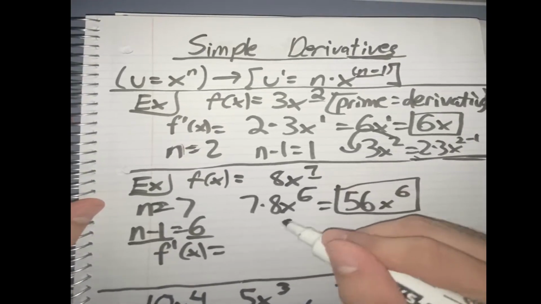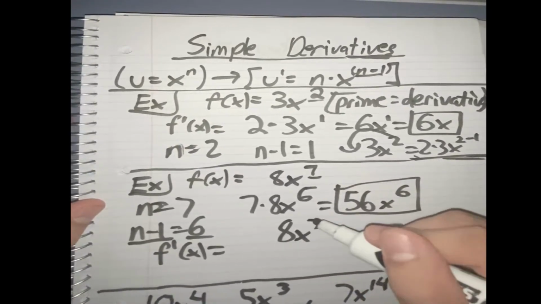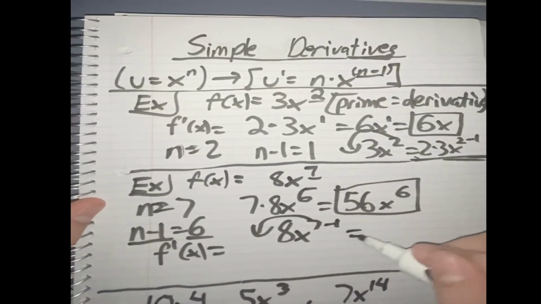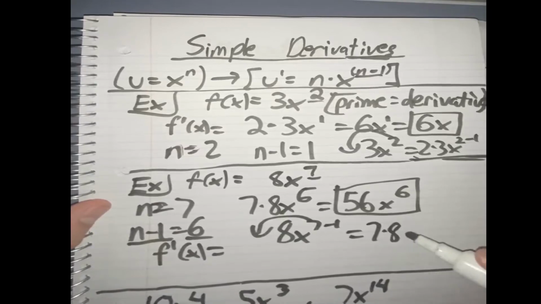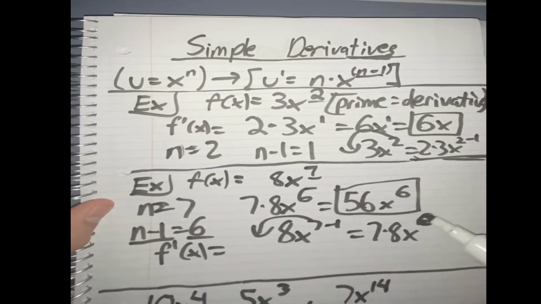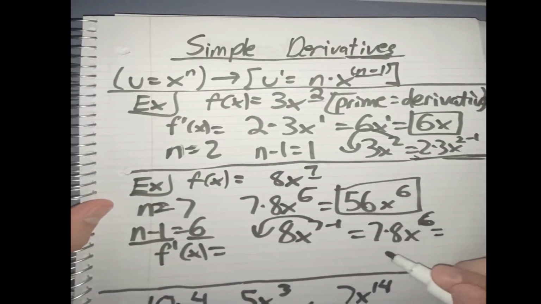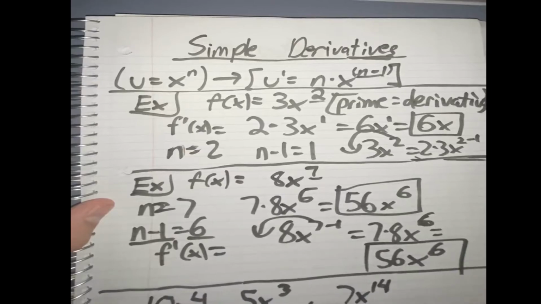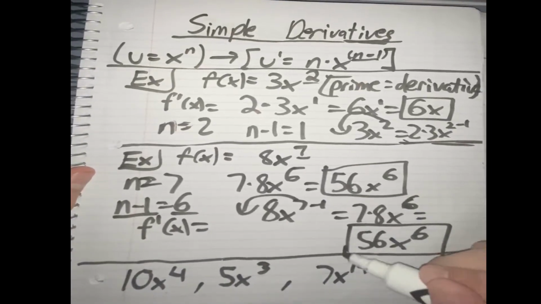If you're the kind of person that likes to do things in your head, multiply, and don't forget to subtract 1. So this would be 7 times 8, x, 7 minus 1 is 6, which is the exact same thing, 56x to the 6th power. And that's how you take a simple derivative.